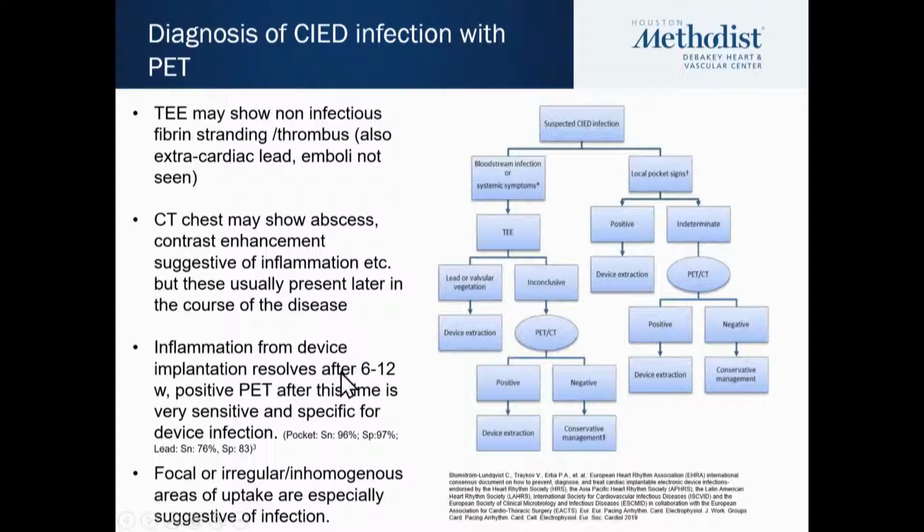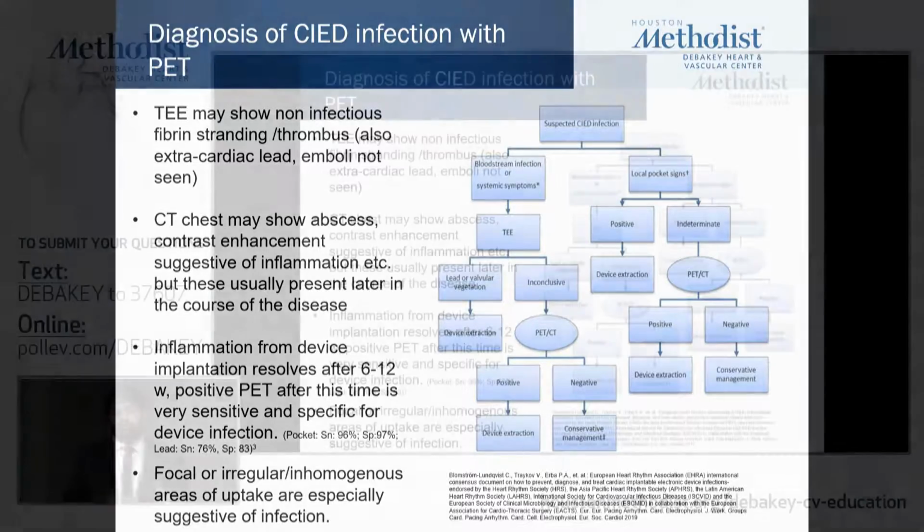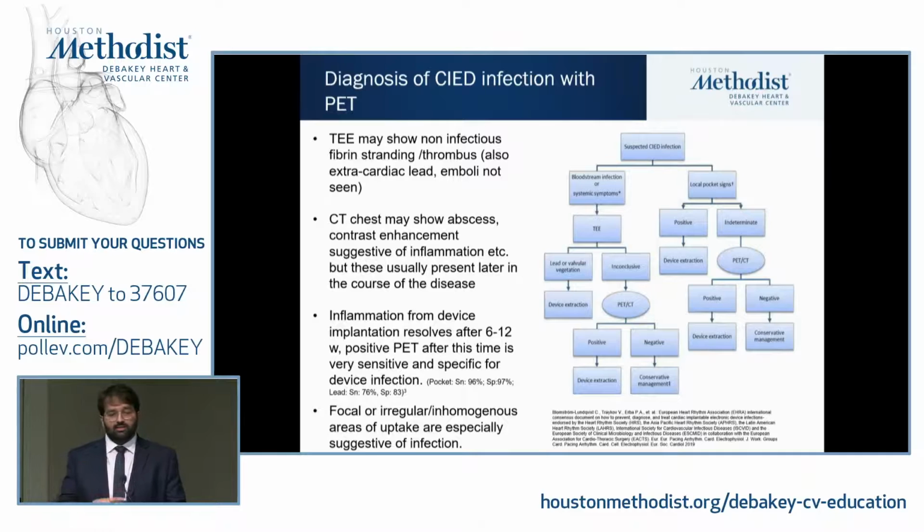Inflammation from the device implantation resolves 6 to 12 months after the device is implanted. And PET at this time is very sensitive and very specific. Sensitivity and specificity approach 100%. So one question here would be, do we have to wait 6 to 12 weeks to do a PET? And the answer is no, you can do it sooner. You just have to know how to interpret it. As I said, inflammation usually looks homogeneous, whereas infection looks heterogeneous and focal. So an experienced PET reader should be able to differentiate.